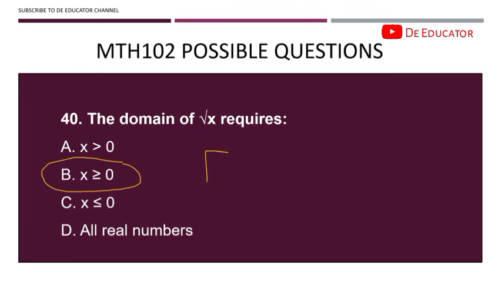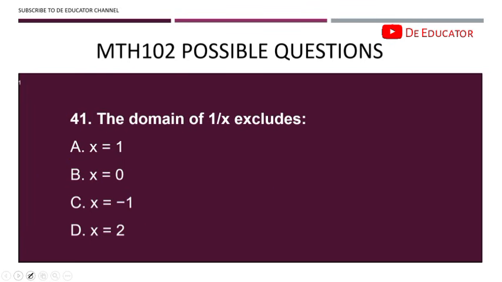Because you can have square root of 2, you can have square root of 1, but then x less than 0, you cannot have square root of minus 4. What's the square root of minus 4? You end up getting something that does not exist. All real numbers is wrong because minus 4, minus 2, they are all real numbers. So because of that, all real numbers does not fulfill this particular question.